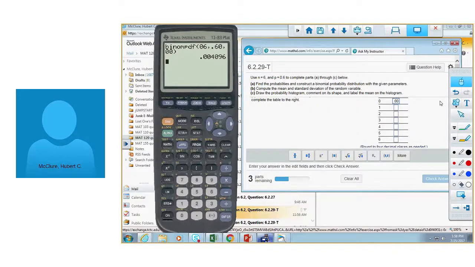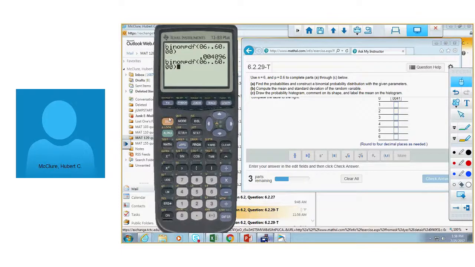0.004. It says 4 decimal places, so 1, and then second entry, and change it to 1.0369. Next one, second function, 1382.